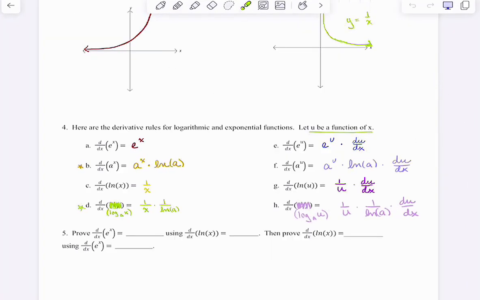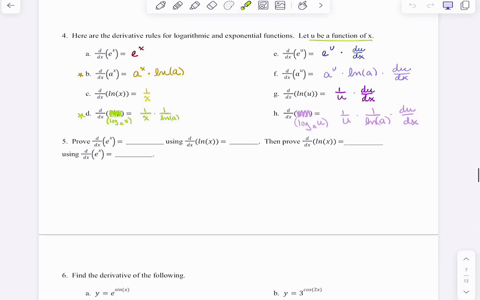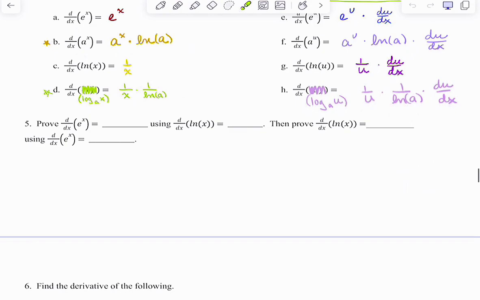Okay, so down here it got a little tabbed over, but we are going to prove the derivative of e to the x using natural log, and then we're going to prove natural log using e to the x. So this assumes that this is accurate. Assuming that this is true, can we prove this? Okay? So this should be over here, I'm sorry the layout's a little funky, but let's give it a whirl, see how we do.